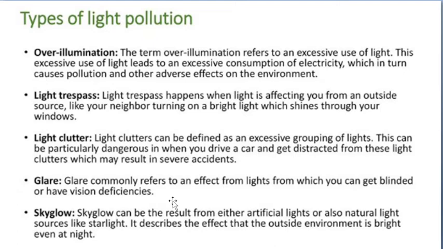Then light clutter. What is that? Light clutter can be defined as an excessive grouping of lights. This can be particularly dangerous when you drive a car and get distracted by these light clutters, which may result in severe accidents. Suppose you are driving a car and there is an excessive grouping of lights falling directly into your eyes. Your driving will be affected and there is every chance of an accident.